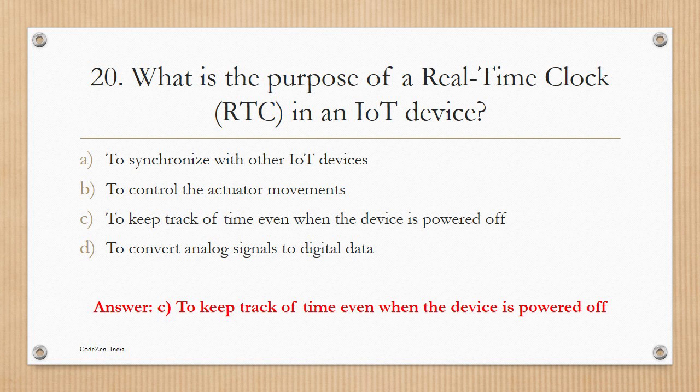20. What is the purpose of a real-time clock, RTC, in an IoT device? A. To synchronize with other IoT devices. B. To control the actuator movements. C. To keep track of time even when the device is powered off. D. To convert analog signals to digital data. Answer: C. To keep track of time even when the device is powered off.